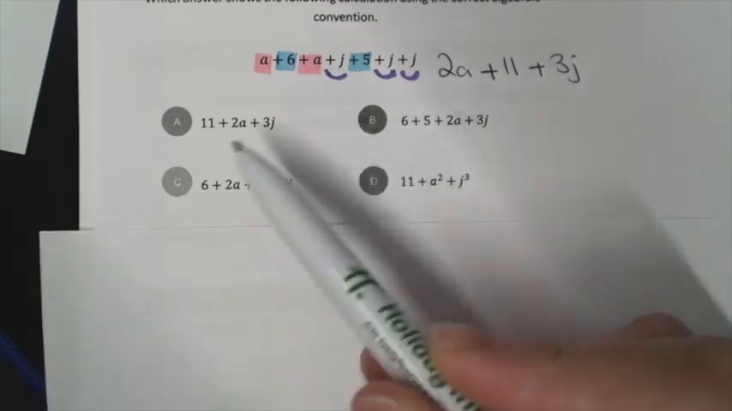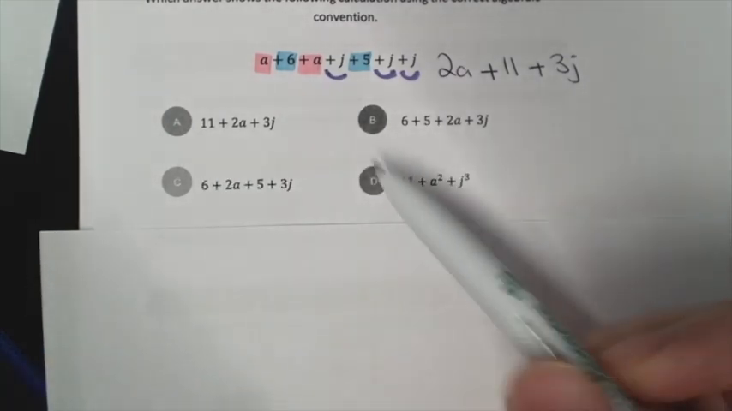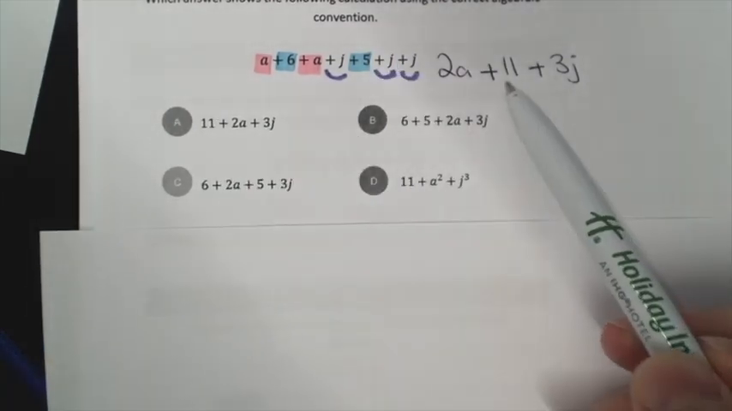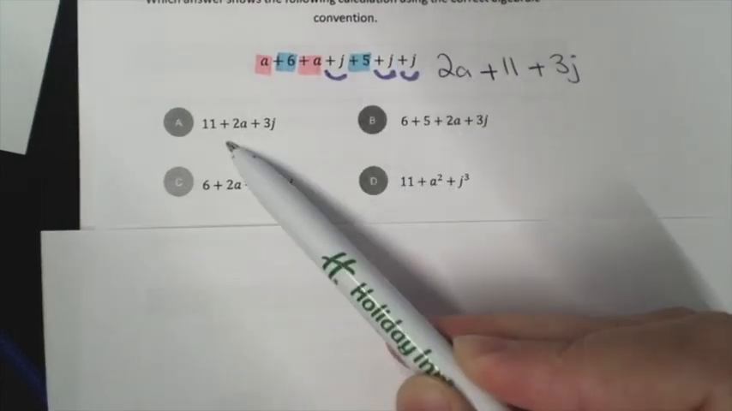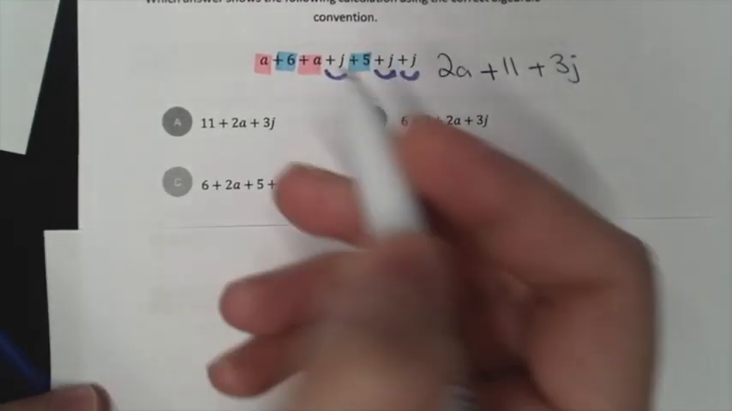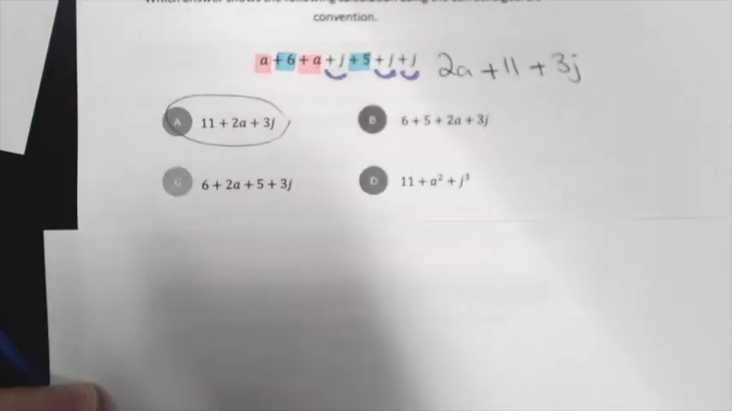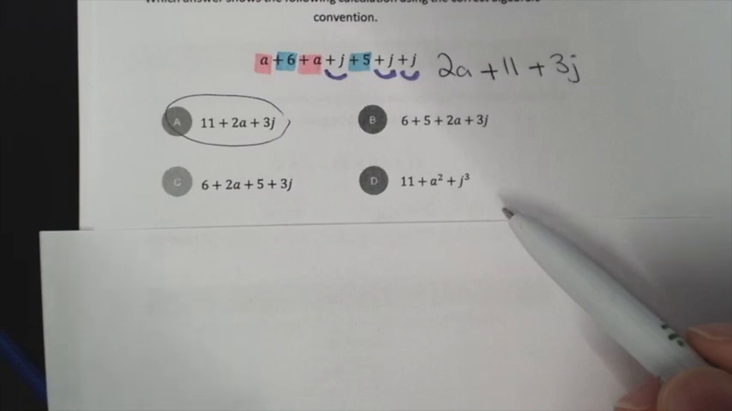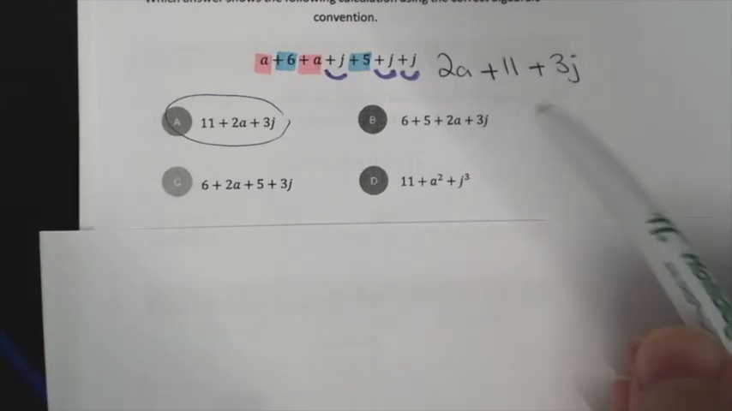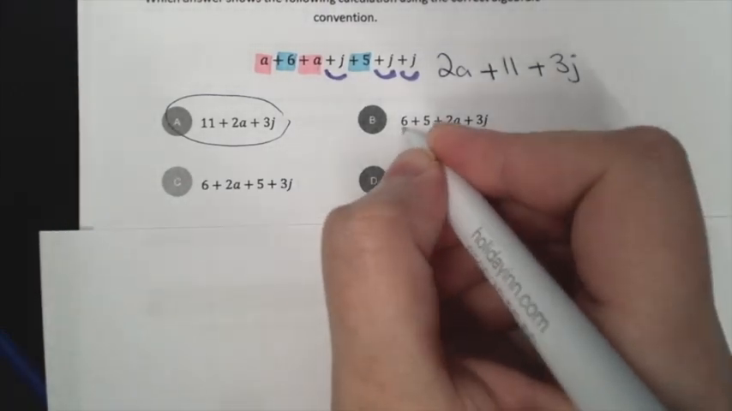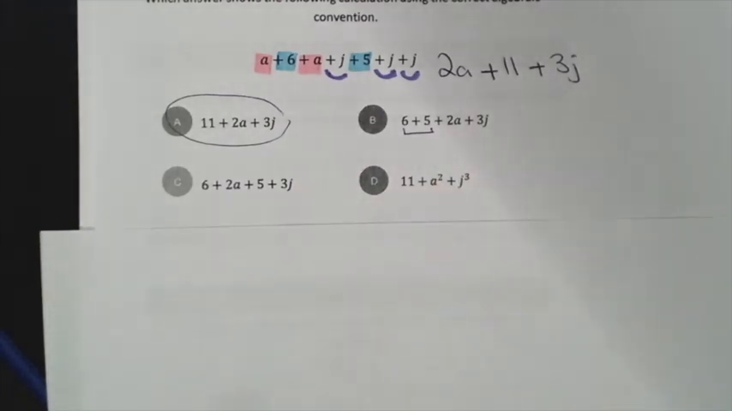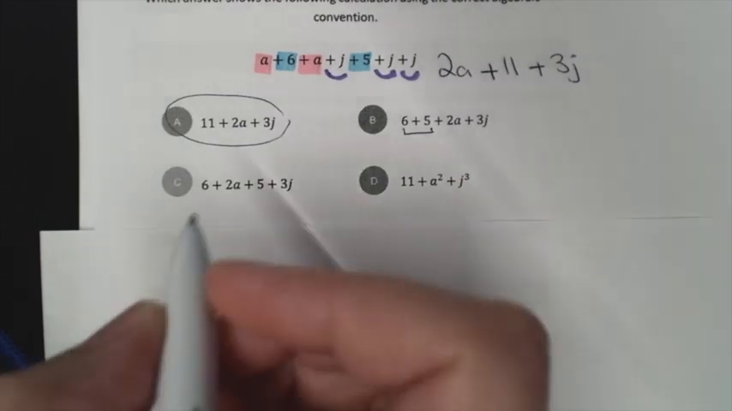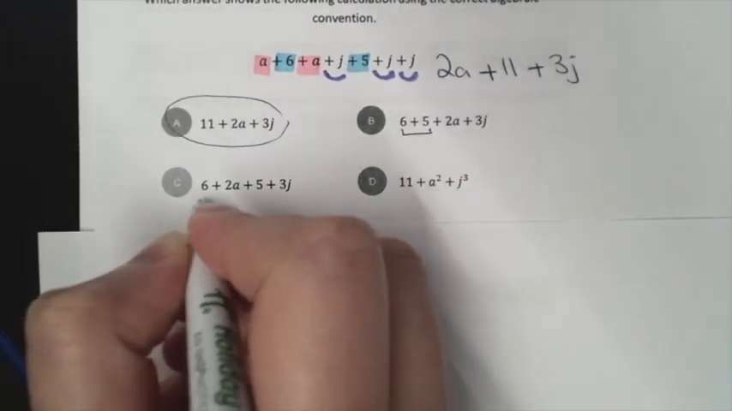So if I look at the different options that I have been given here, the first one I've got 11, yeah, that matches. I've got 2a, they're positive, and I have a positive 3j. Therefore, A is the correct answer. However, why are B, C, and D not the correct answers? If we look at option B here, the 2 numbers have not been added, so it's not in its simplest form. It's an equivalent expression, but it's not in its simplest form. Numbers have not been added. Similarly here, the numbers have not been added.